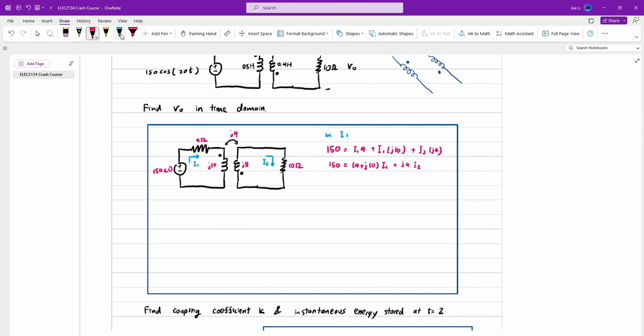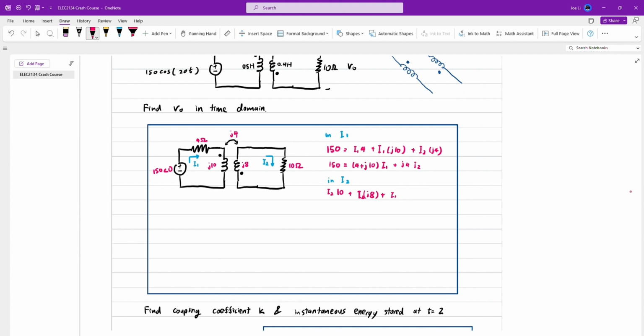Now let's look at the other equation, I2. In the other mesh, mesh I2, we will get 10 ohms times I2. Actually, let me reverse the order just to keep it consistent. Sorry, I think I'm being silly. I2 times 10 plus I2 times j8. Don't forget the mutual inductance.